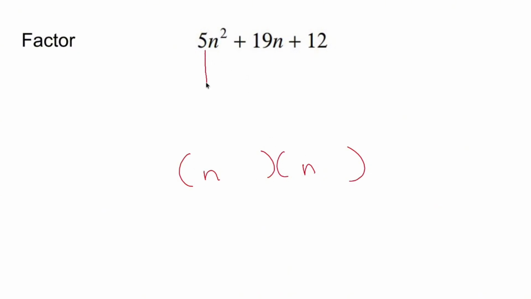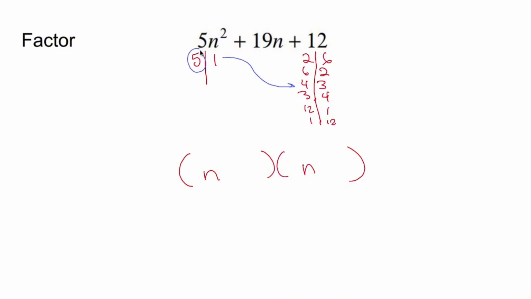So let's try to figure out some combinations. 5 could be 5 and 1. 12 could be a combination of 2 and 6, or 6 and 2, or 4 and 3, or 3 and 4. Or maybe it could be 12 and 1, and 1 and 12. There's a lot of options here. And what I want to do is try to figure out which combination, when multiplied together, gets me 19.